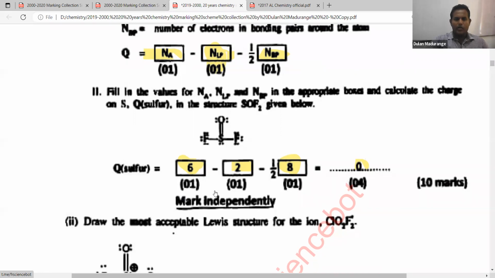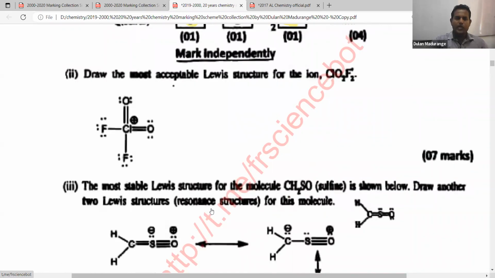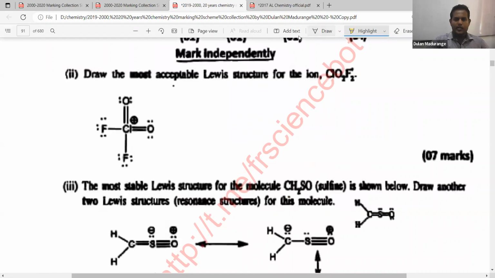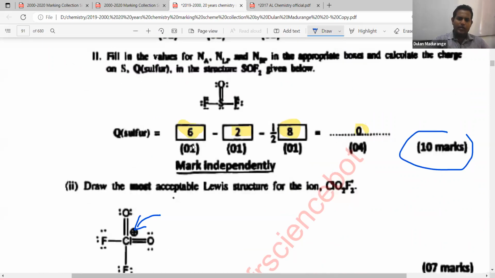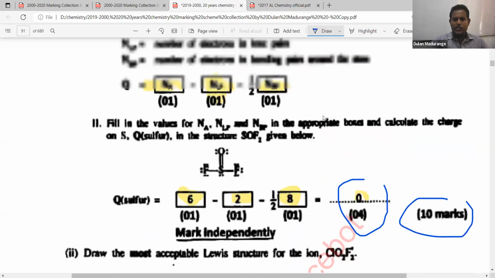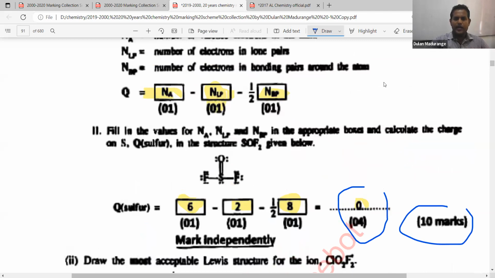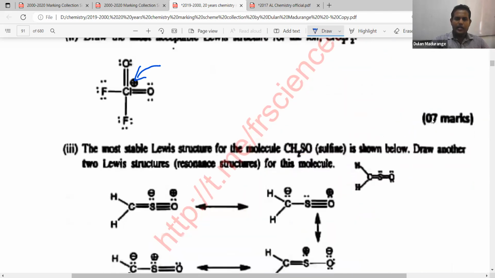Right. Draw the most acceptable Lewis structure for ClO2 plus. Check your answers. Here chlorine should be the central atom, and there should be a positive charge. Around chlorine, you have to have oxygen, these 2 oxygens, and then the lone pairs. So for this part, you get 10 marks. 1, 1, 1, and then this is 4 marks. 1, 2, 3, plus 4, 7, and here 8, 9, 10. I mean, for the entire part, these 2, you get 10 marks. So for this structure, you get 7 marks for the correct structure.